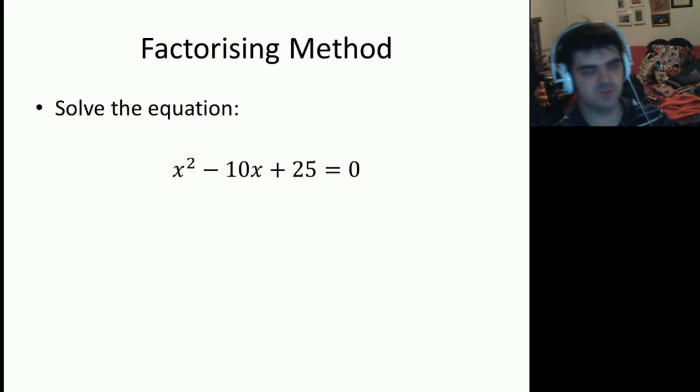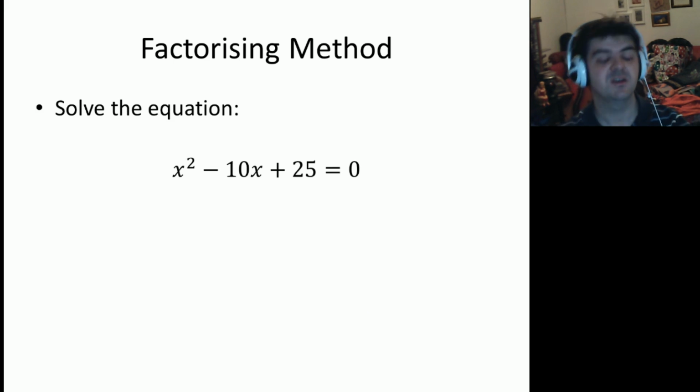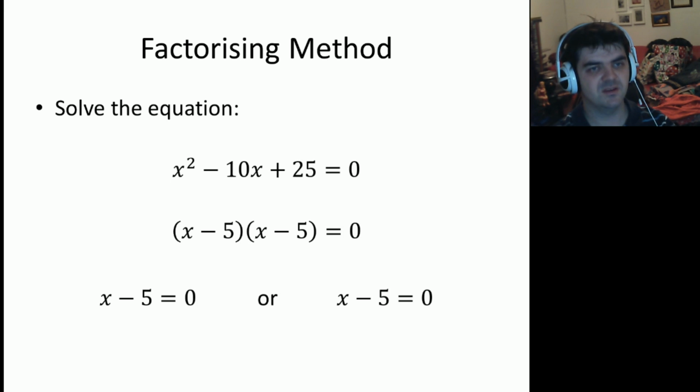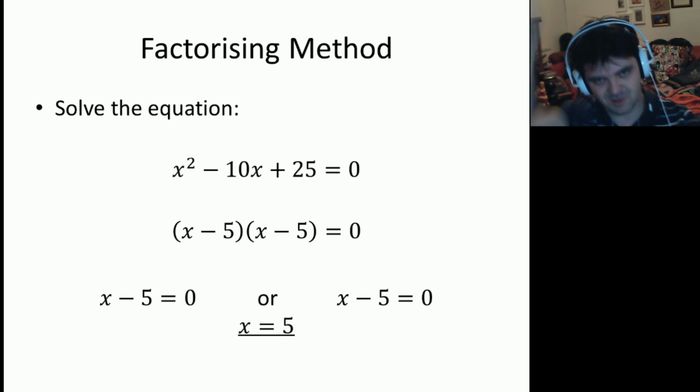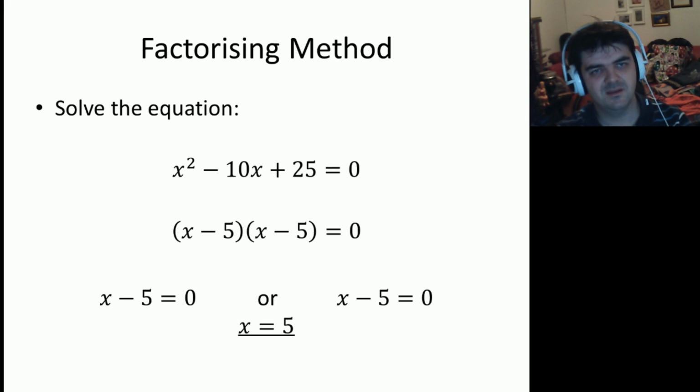What about this one? Two numbers multiplied together to give you 25, and that add together to give you minus 10. Well, they're both minus 5. And if you notice, both brackets are going to give you the same answer. So you're going to get x = 5. And from the graph before, we kind of know what that graph's going to look like. It's going to curve and hit the x-axis at x = 5.